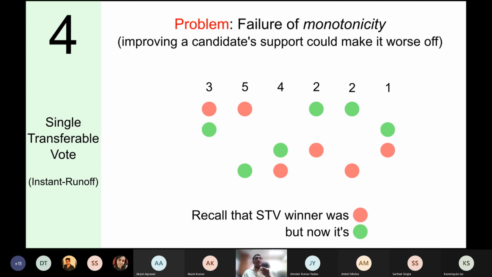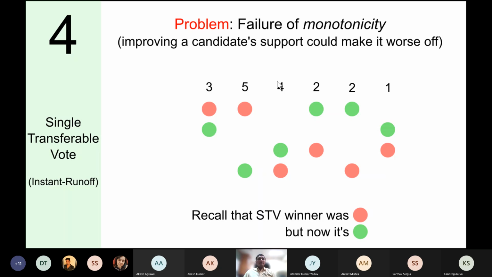And in the last round, the red candidate ended up in a much tighter fight against the green candidate. Green was preferred by more people over red, but green could not make it to the later rounds in STV in the original election, whereas this time it did. So monotonicity is a property that you would really like, but in some very reasonable voting rules, it tends to be violated.